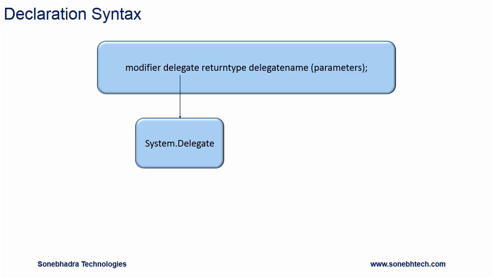Delegates are derived using system.delegate class. It's another class type, so it can be defined at places same as applicable for class. By default, they are sealed, so cannot be derived further. Return type, the return type of delegate, delegate name, the name of the delegate, and parameters.